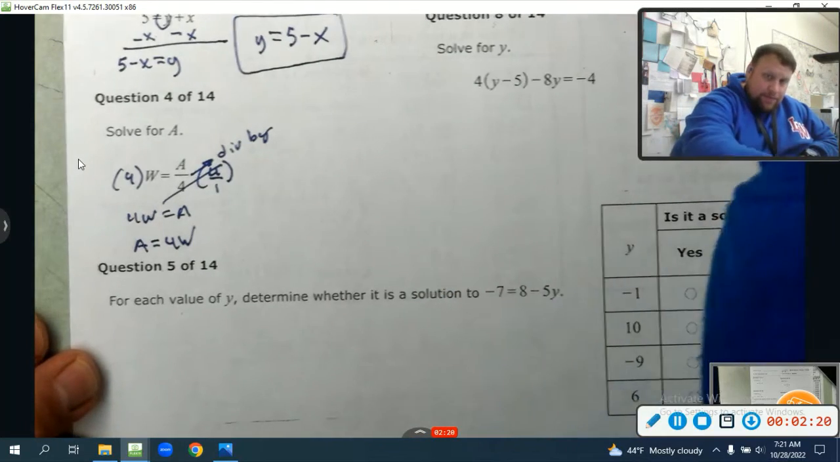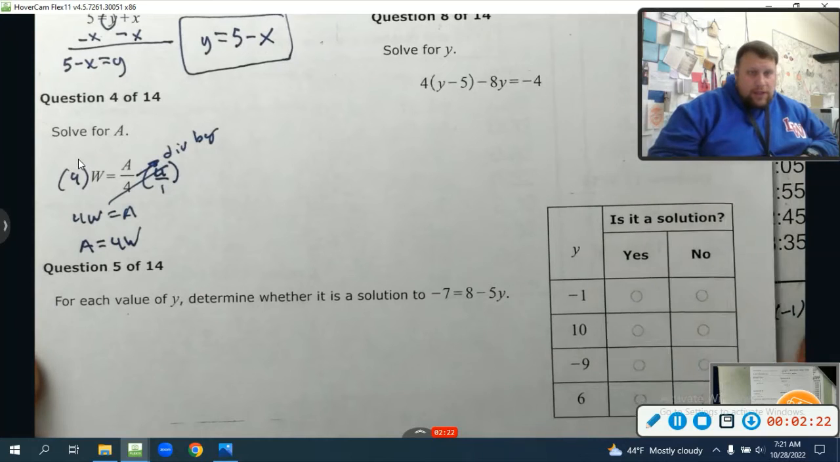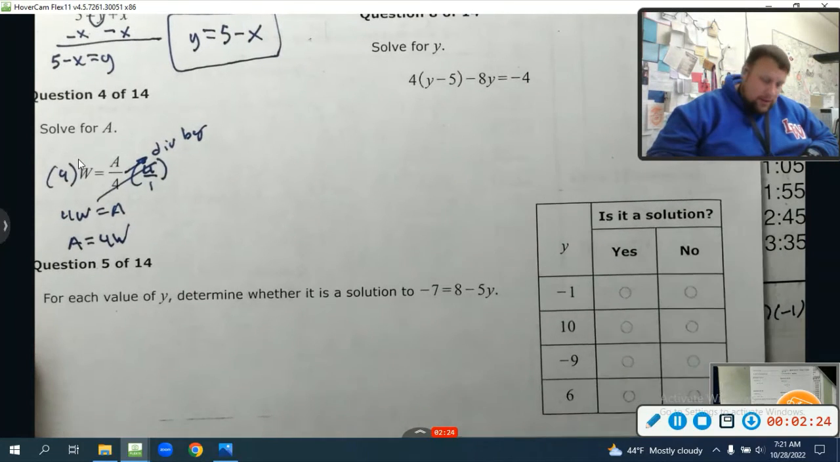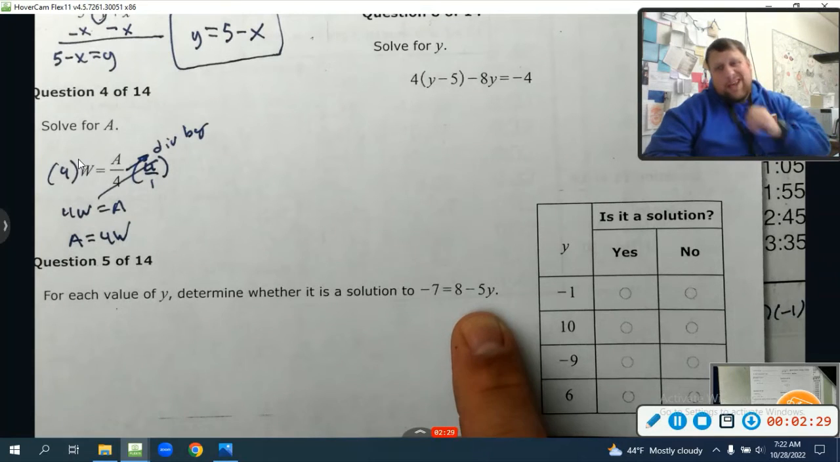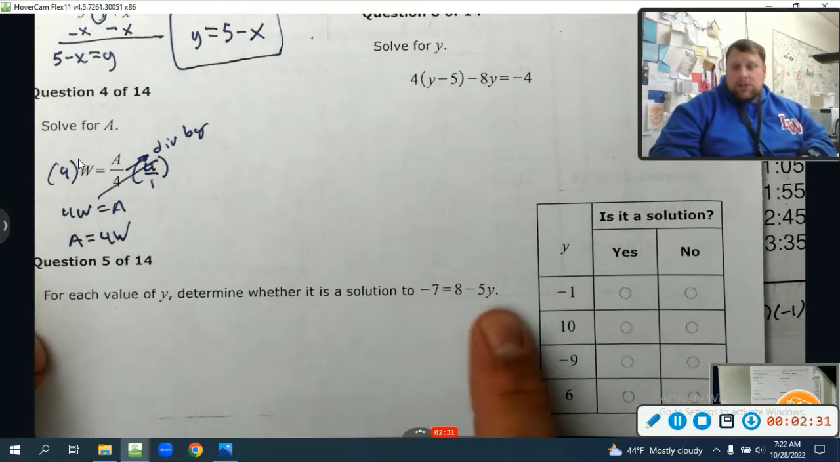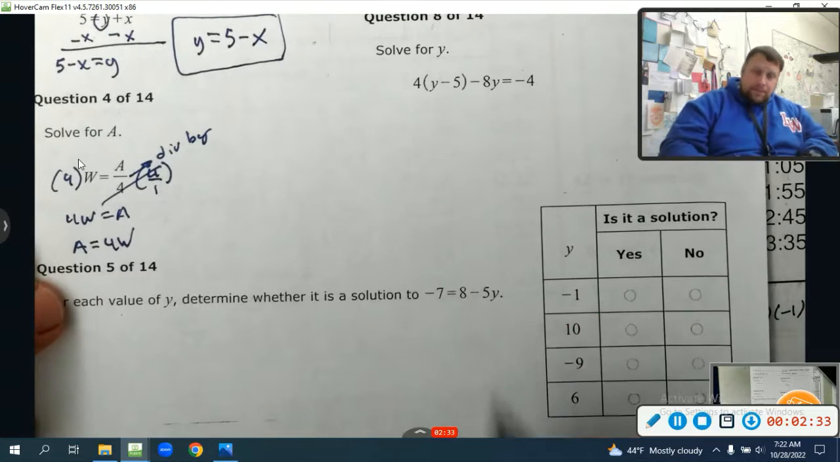Okay, number 5. For each value of y, determine whether it is a solution to negative 7 equals 8 minus 5y. Can I tell you the real trick to this, guys? You can always just plug in the number. So you've got one of two ways. You can plug it in.